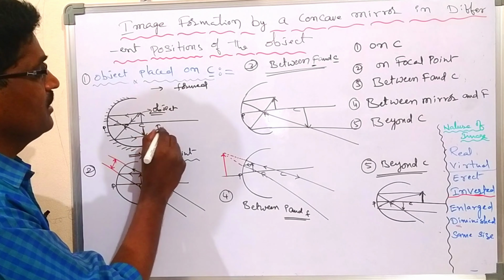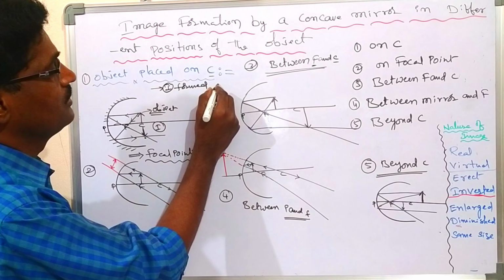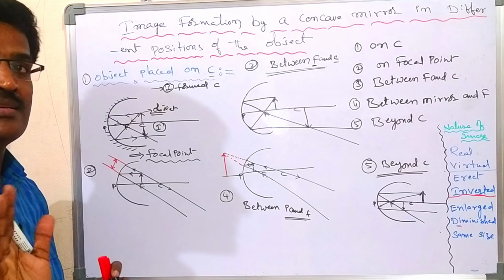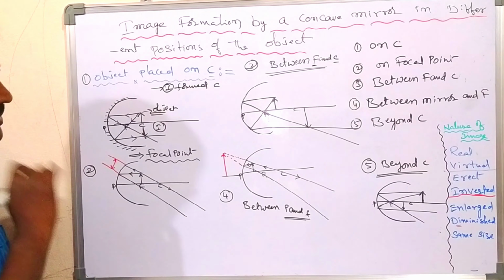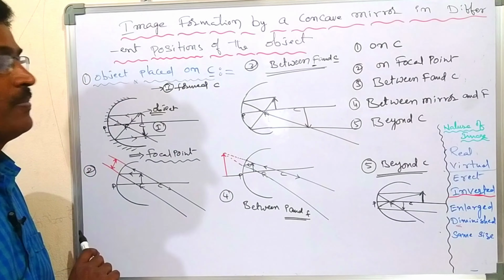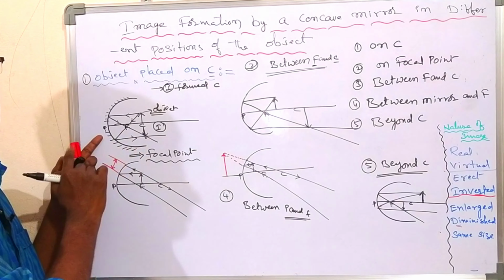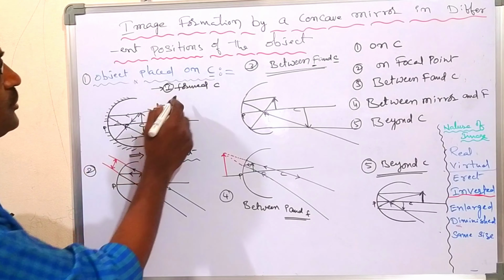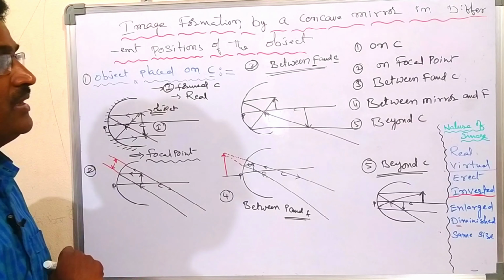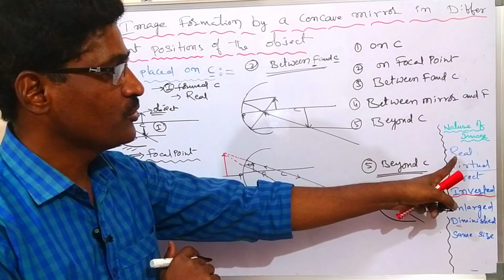You can represent the image with I. I is formed on C only. The object is placed on C, and the image is also formed on C. Next, the second point you have to find: is it real or virtual? How to find it? Where is the image formed? In front of the mirror. That's why for the second point you have to say it is a real image. Real. First point over.